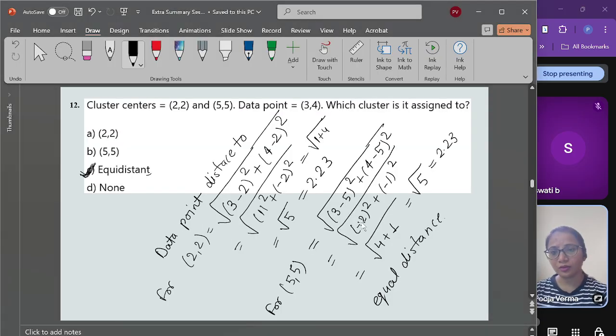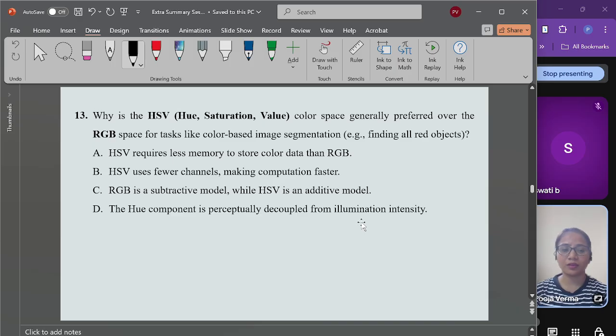Okay, so moving to our next question now. Next question: why is the HSV, that is hue, saturation, and value color space, generally preferred over RGB space for tasks like color-based image segmentation? For example, finding all red objects.